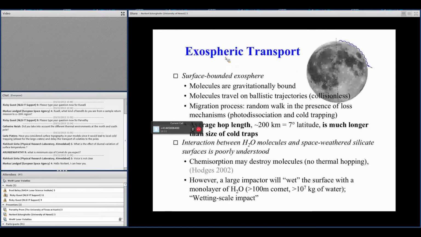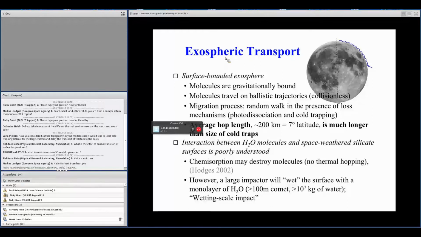And as has already come up here, of course, there is the classical theory of water being transported in an exosphere by ballistic hops. And these ballistic hops of water molecules are very long. They're 200 kilometers, that's about 7 degrees in latitude, and so that's much bigger than the size of cold traps. So they easily hop over the cold traps. So it's not clear whether an anisotropy in transport causes any heterogeneity in the ice deposition or not.